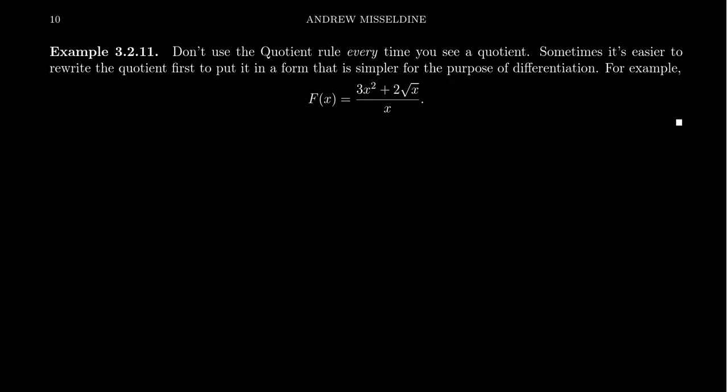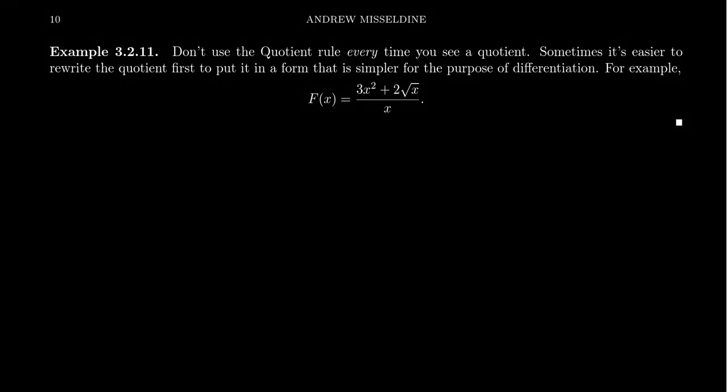So in a previous video, we've learned that we can use the quotient rule to calculate the derivative of a function which has quotients or divisions or ratios of some kind, like the example you see here on the screen. In this video, I do want to point out that it's important to remember that you don't always have to use the quotient rule.